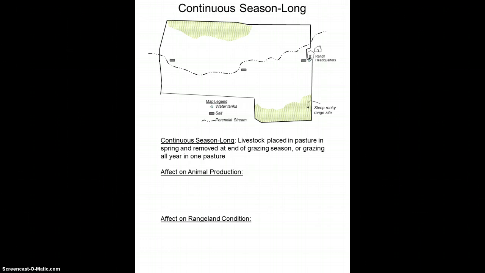On range condition, however, animals tend to go anywhere they want and they tend to congregate in areas they like. So for example, in the picture above, in the ranch above, there's a stream that goes right through the pasture. If this were in a continuous grazing system, I'd expect that stream to be heavily used and maybe degraded because animals can use it at any time of the year.